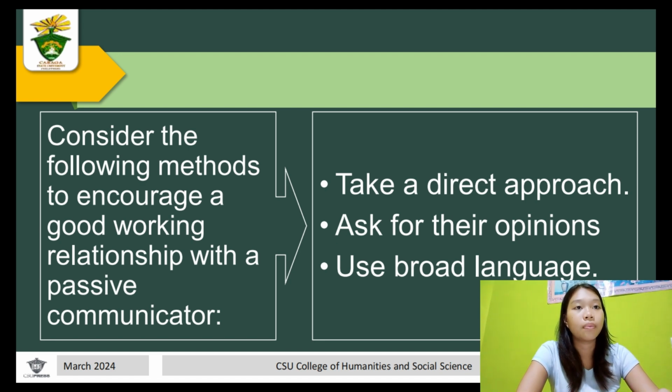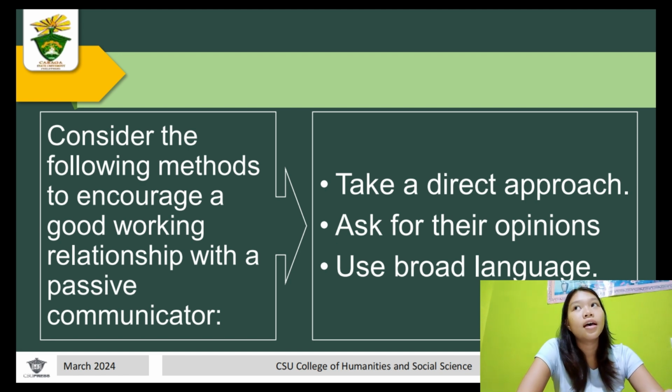First, we have to take a direct approach. So instead of waiting for them to speak up, ask them directly for input, but in a respectful and encouraging way. Second, ask them for their opinion. Since they may hesitate to share their thoughts, actively invite them to contribute in discussions. Then, use broad language. This makes them feel included and reduces the pressure of giving a specific answer.